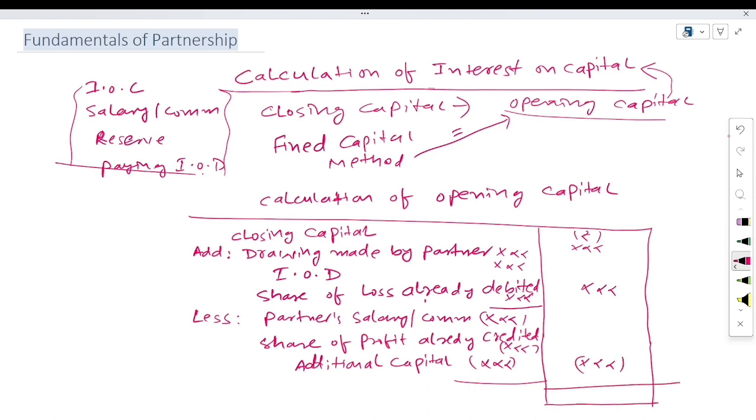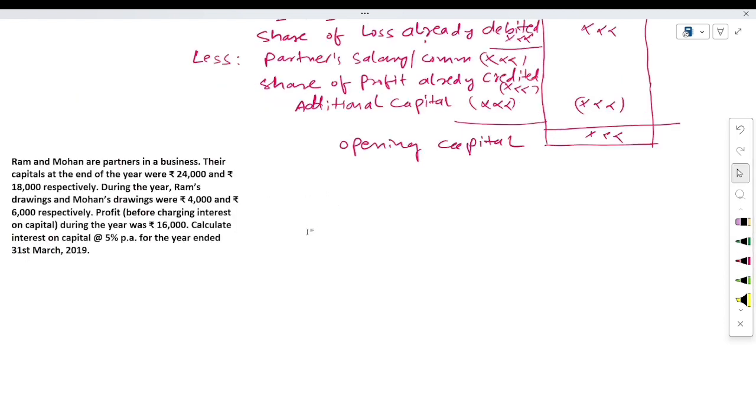Now whatever the final amount will be here, this will be the opening capital. So this is the formula of calculating opening capital if opening capital is not mentioned in the question. Now here is the question. From this question we will learn how to calculate the opening capital, and then after how we will be able to know the interest on capital.